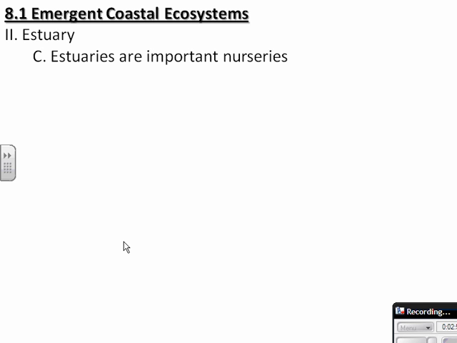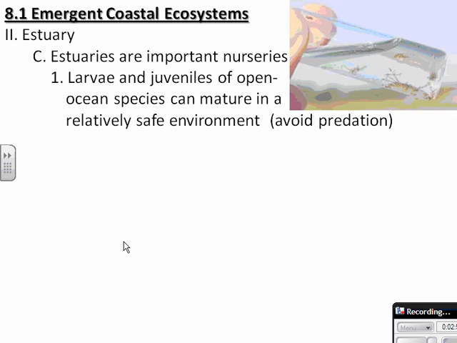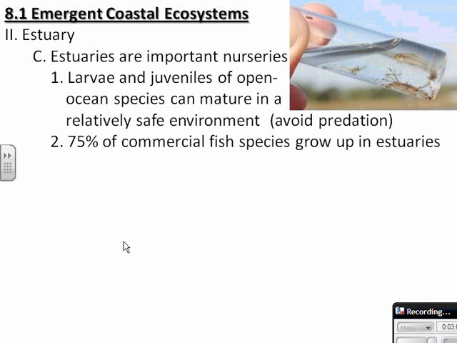Estuaries also serve as important nurseries. Now, a nursery is a place where juvenile fish grow up in safety. They can avoid predation. So in estuaries, you often will find the larval forms of many pelagic fish such as tuna and swordfish and such. In fact, 75% of commercial fish species, these would be the ones that we fish for commercially and eat, as in seafood restaurants and so forth, grow up in estuaries.